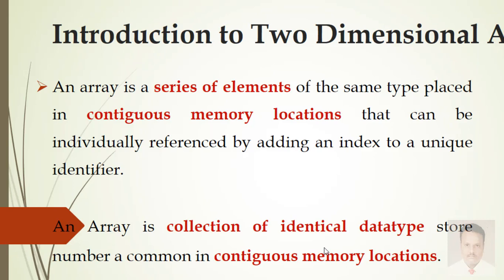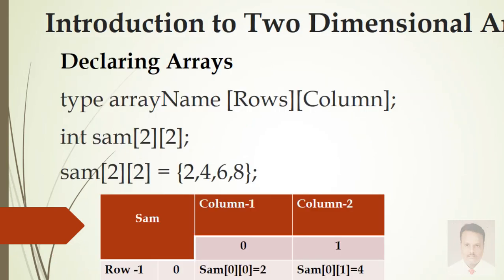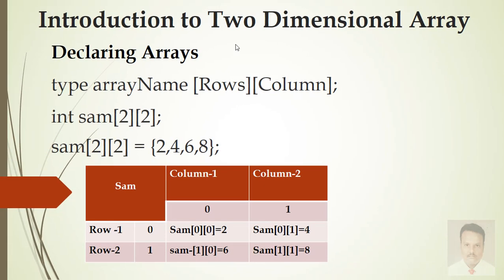So now we are going to use a single name where we are going to store multiple values using a term called index, and that too we are going to store identical data types. In this way, we are going to see how we can use a two-dimensional array.